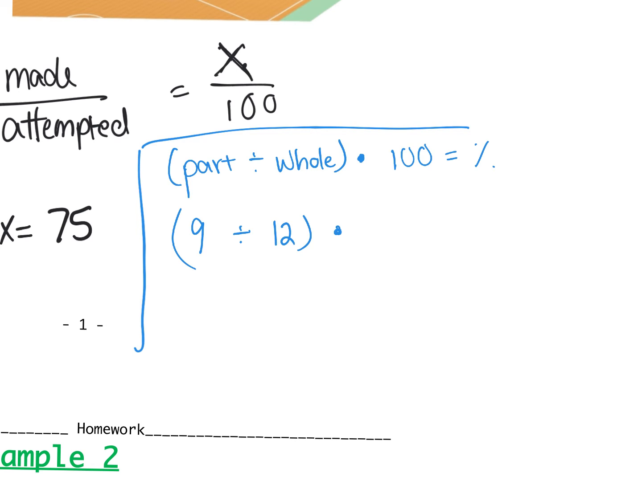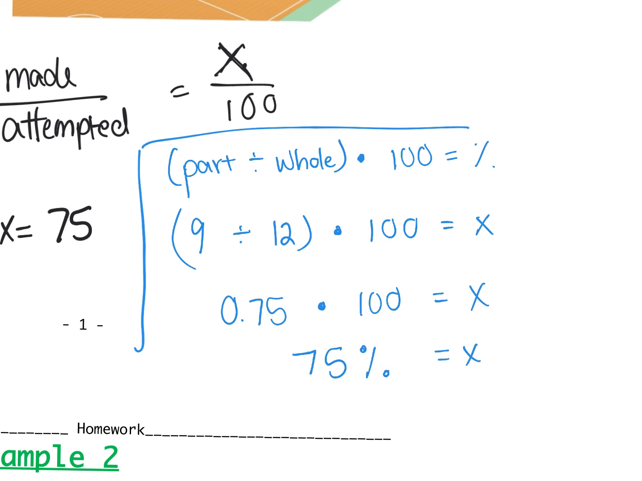Those in parentheses, multiply your answer by 100, and you should get whatever your percent is, and I'm going to call it x. So then we have 9 divided by 12, which gives you 0.75, and we're going to multiply that by 100, and you have still x as our percent. So 0.75 times 100 gives you 75. I'm going to put our percent to label, and that's what x equals. Our x equals 75%. As you can see, this was much easier.